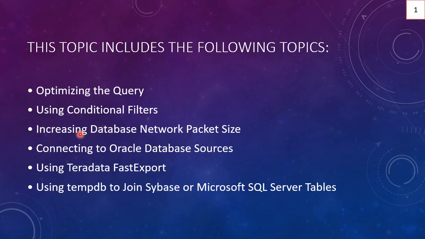Third point, I will increase the database network packet size. If you remember, I explained that in a session: network packet size, how to improve the network packet size on the Oracle side, when connecting to an Oracle database source. The fifth point is Teradata fast export. Suppose your source is Teradata, in that case what option do we use? Fast export.